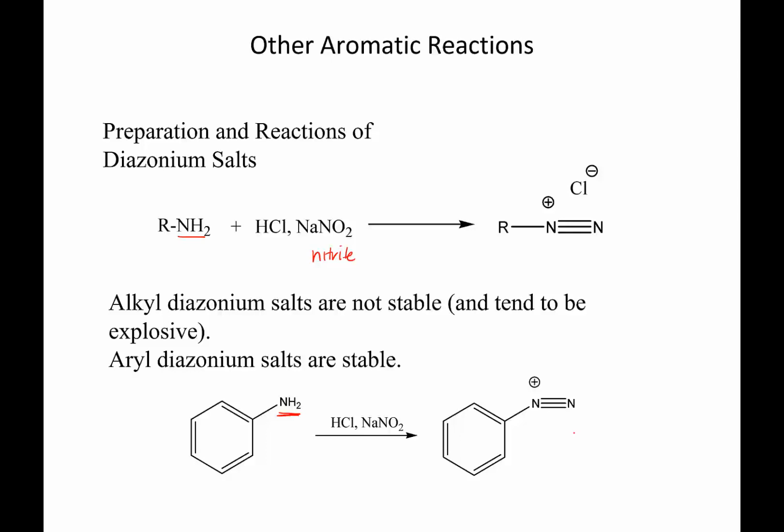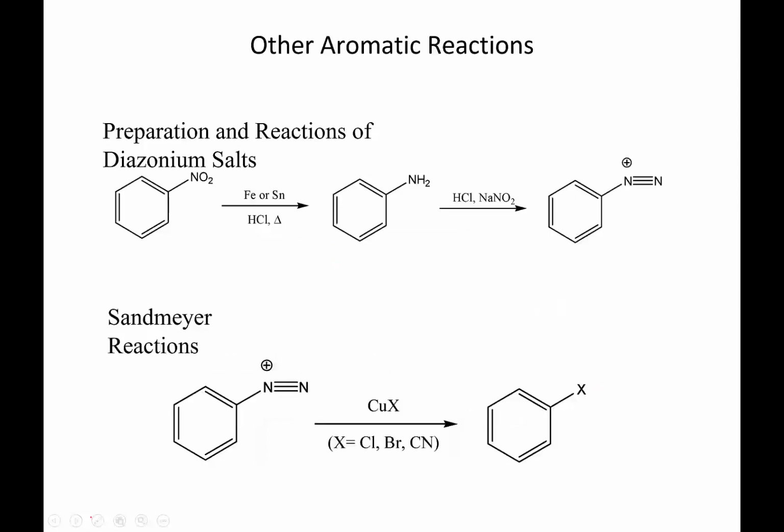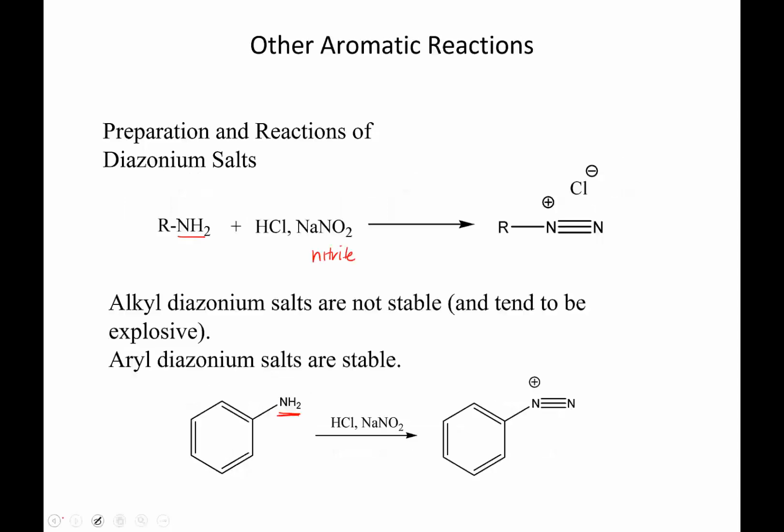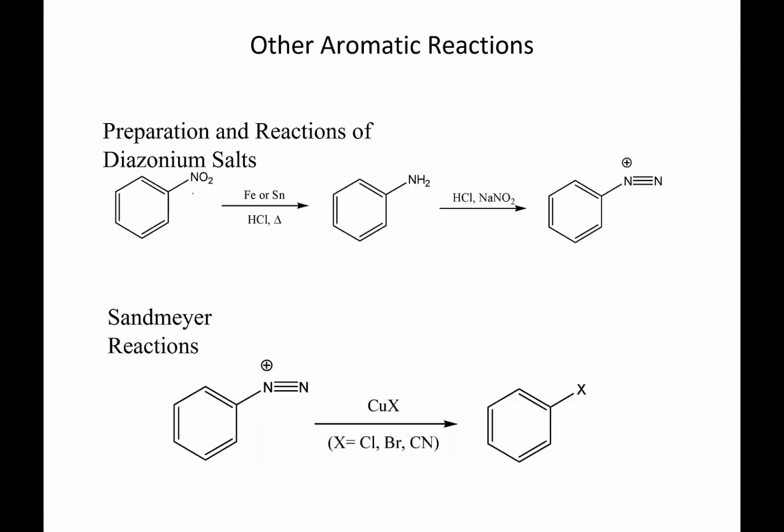They give us the ability to substitute a number of different groups for this N triple bond N. What kinds of things can we do with that? Well, first we just have to remember it's two steps to the diazonium salt. Actually, it's three steps, because you've got to put an NO2 group on the ring, then convert it to an NH2, then convert it to the diazonium.